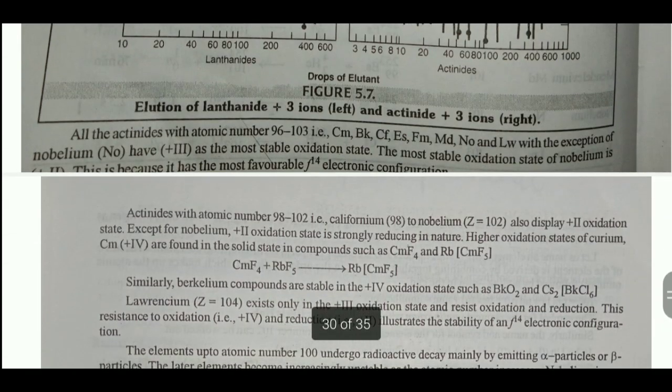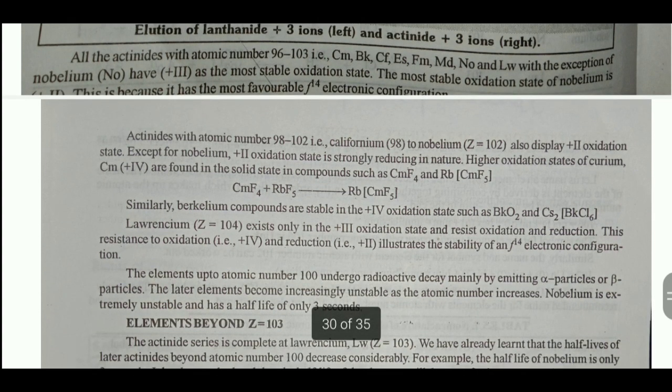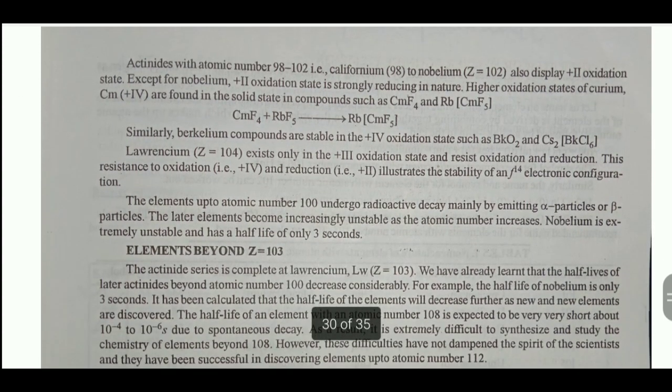All the actinides with atomic number 96 to 103, that is Cm, Bk, Cf, Es, Fm, Md, No and Lw, with the exception of nobelium, have +3 as the most stable oxidation state. The most stable oxidation state of nobelium is +2. This is because it has the most favorable f14 electronic configuration. Actinides with atomic number 98 to 102, that is californium to nobelium, also display the +2 oxidation state. The +2 oxidation state is strongly reducing in nature.